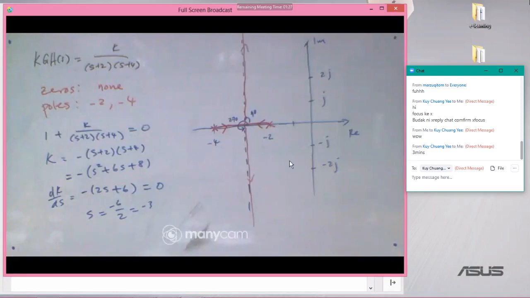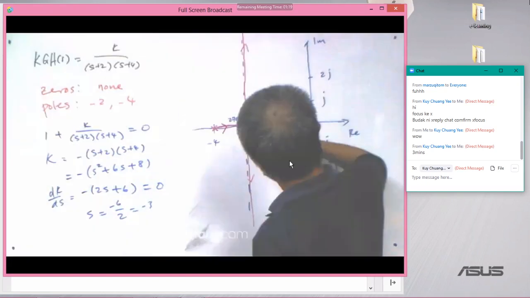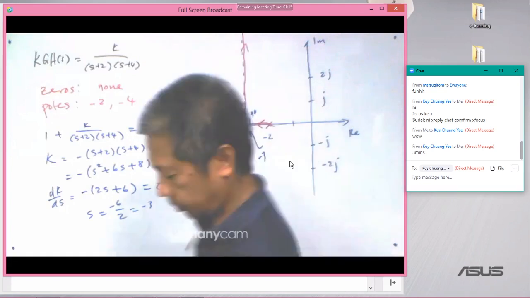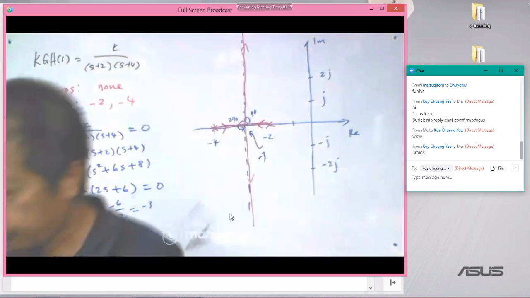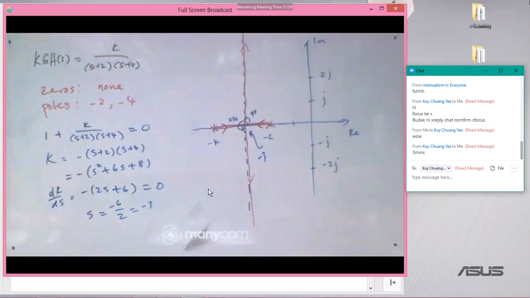So that is our complete root locus diagram. Just -3. Okay, so that is how you get your root locus diagram. I know it's a lot to swallow now, but after we have drawn a few of them, it's going to be second nature to us.